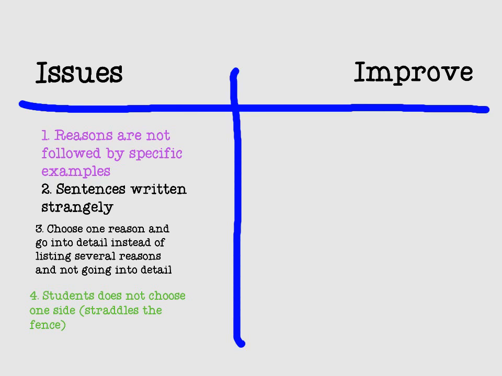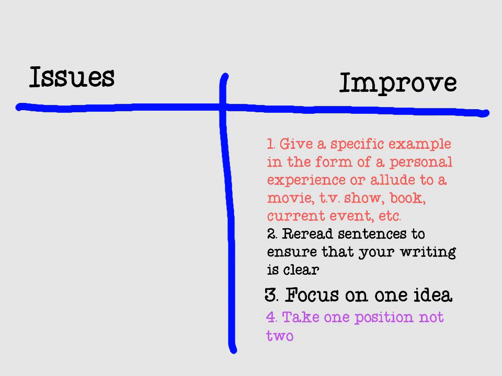And then if you notice, the student first starts off talking about the city and then says that it's great also to live in a small town, so there's not a clear position. So if the writer wanted to improve, these are some specific things the writer could do. Give a specific example in the form of a personal experience or allude to a movie, TV show, book, or current event. The writer could reread sentences and ensure that their writing is clear before writing them in the line box.